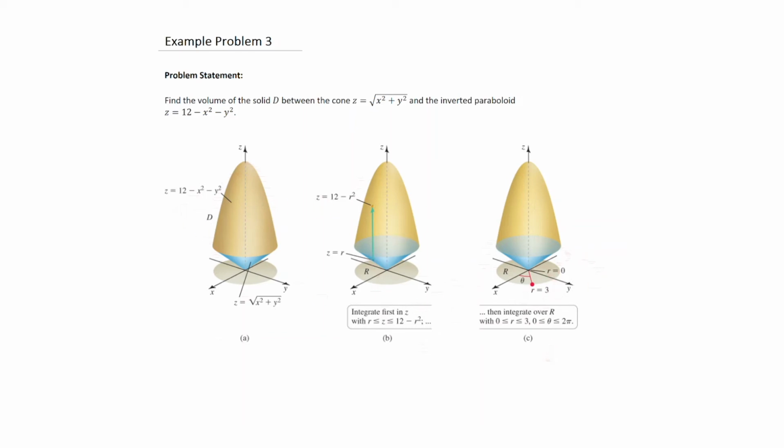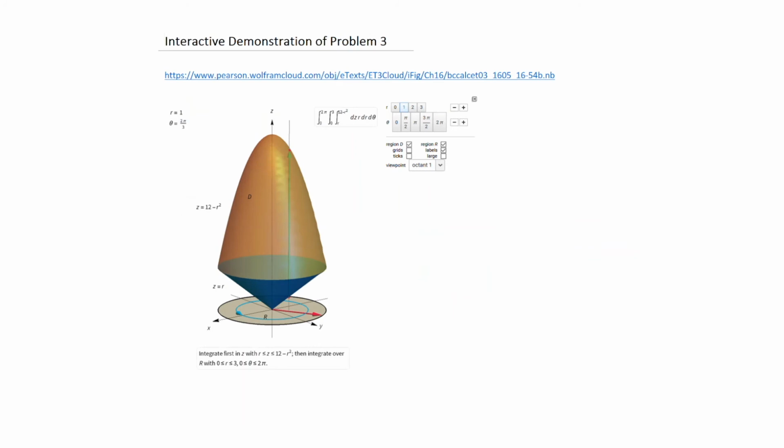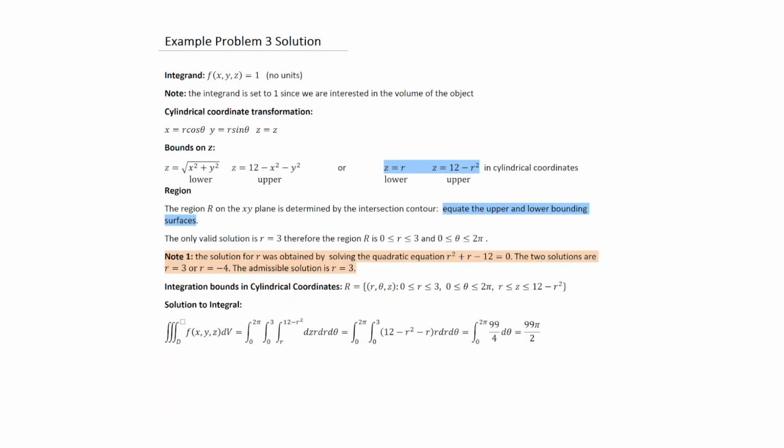And so what we can do now, if you want to take a look at this URL for the interactive version, we can then solve the problem. Okay, so the integrand, f(x,y,z) equals 1, it has no units. So we set it to 1 since we're interested in the volume of the object. We'll just be integrating dV, which gives you the volume.